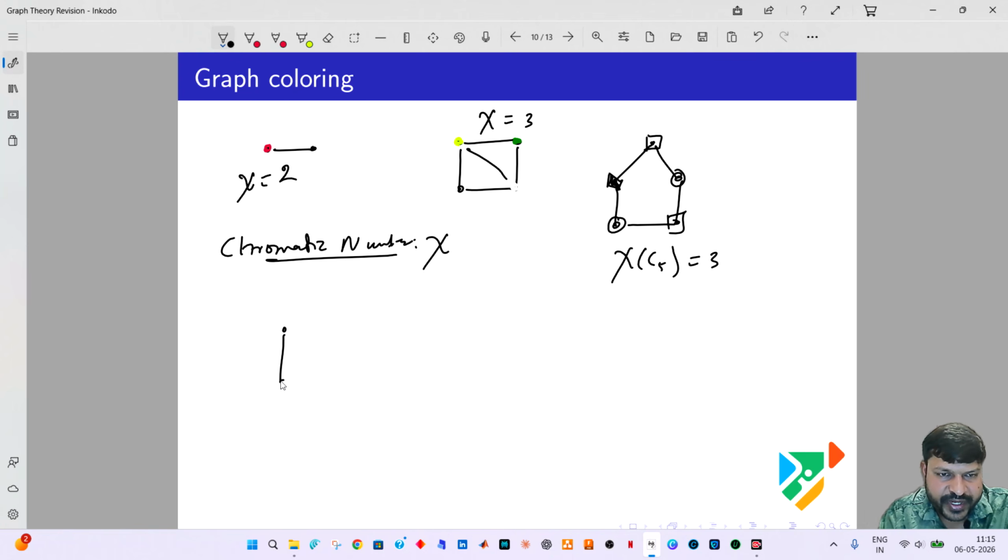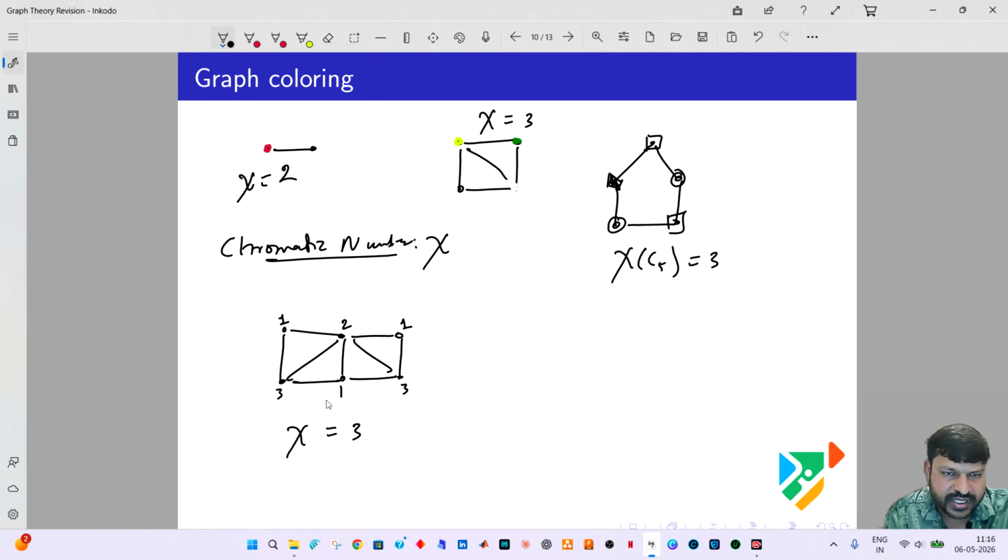Similarly, can you find the chromatic number of this graph? Let me label the colors as 1, 2, 3, 4 instead of the actual colors. So color 1, color 2, this I can give color 1, this I can give color 3, because I can neither assign it 1 nor assign it 2. This I can give color 1, this I can give color 3. So what is the chromatic number? The chromatic number is 3 for this graph, because 3 is the minimum number of colors required. You cannot color it using 2 colors.